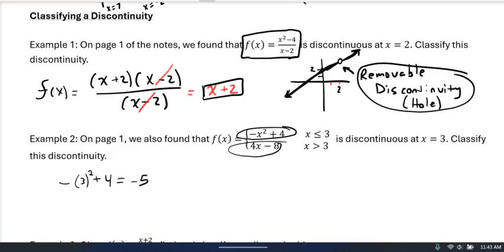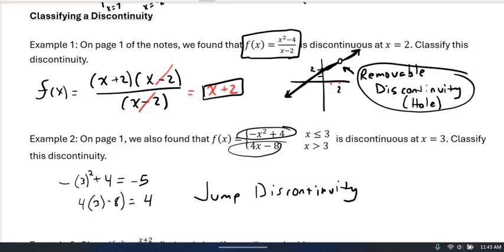Whereas we plugged in 3 for the right-hand portion, 4 times 3 minus 8 is 4. So these values don't match. So we seem to have a jump there from one to the other. And I believe I already graphed this on the first page, so I already gave you a sense of what that would look like.